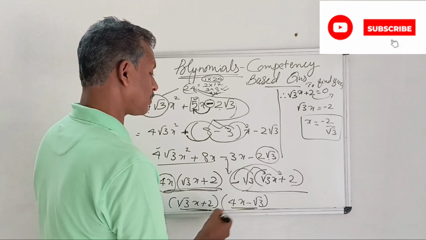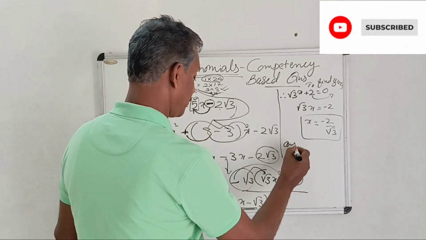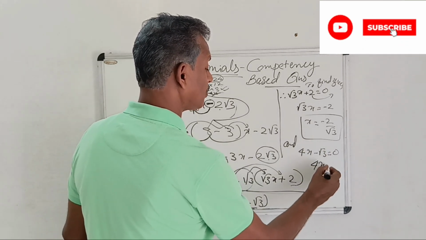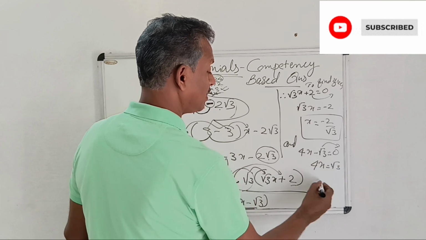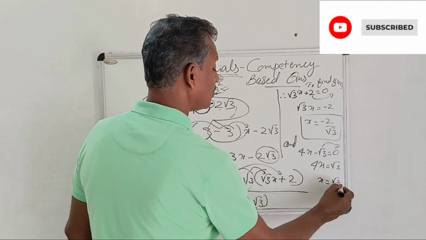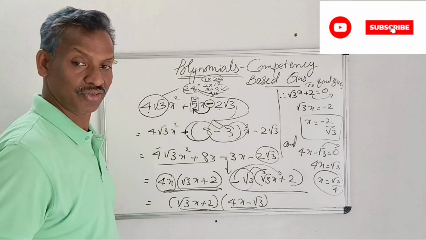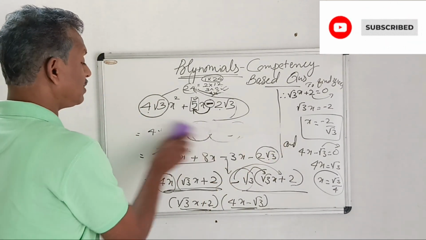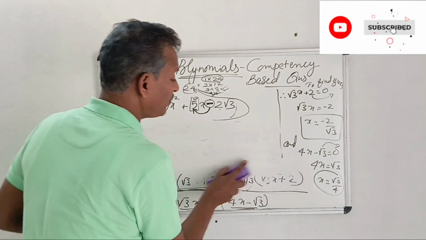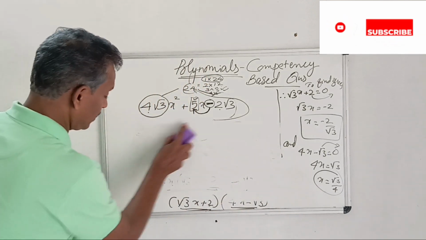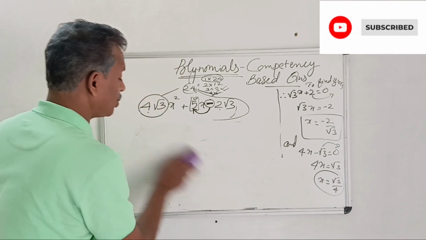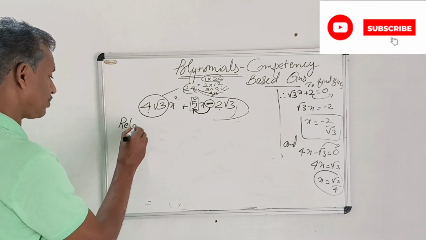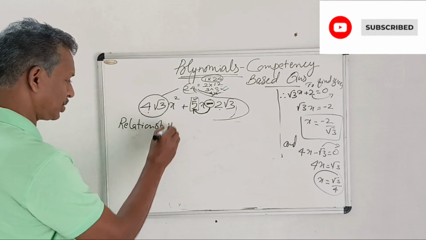Like that, use the second bracket and equate it with 0. 4x minus root 3 is equal to 0, and 4x is equal to minus root 3 goes to the right side and becomes root 3, and x is equal to root 3 by 4. So this is the second zero. So you get two zeros, and after that the question is verify the relationship between the zeros and the coefficients of the given polynomial. We have to find the relationship verification.